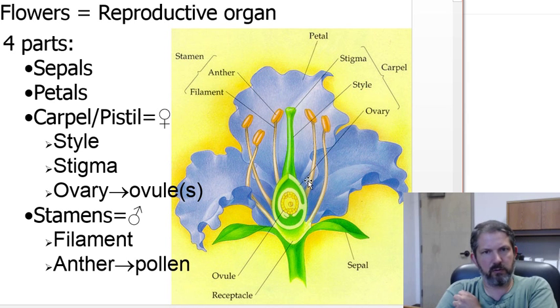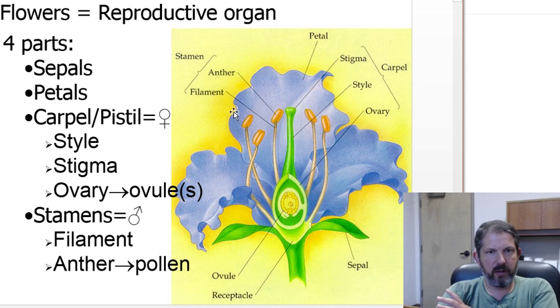Take apart a flower. Go look at some flowers, and the shapes will differ. But look for the stigma, which is on a style, and at the base of it is the ovary. And if you break that open, you might see little miniature seeds that are the eggs, the ovules. So usually centrally located, you'll find the female part of the flower.